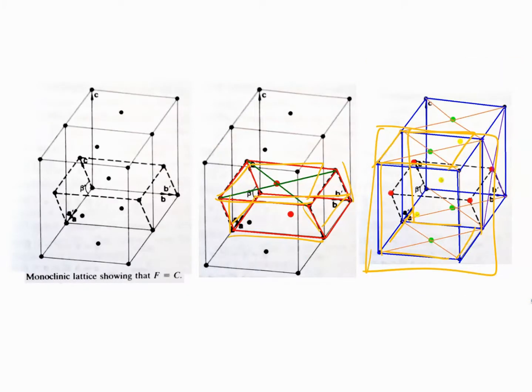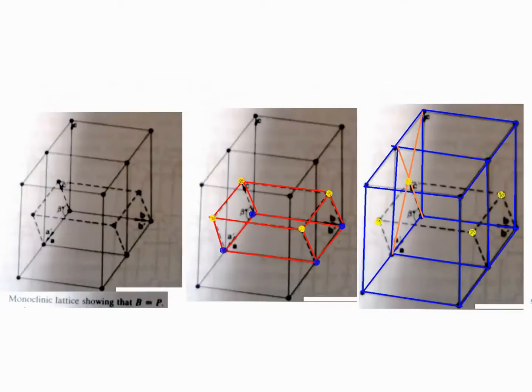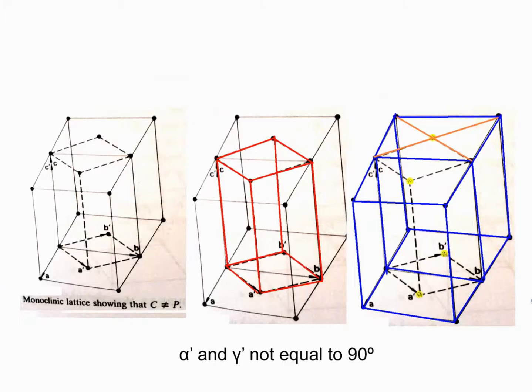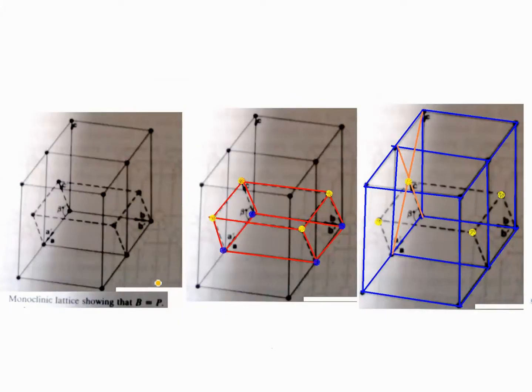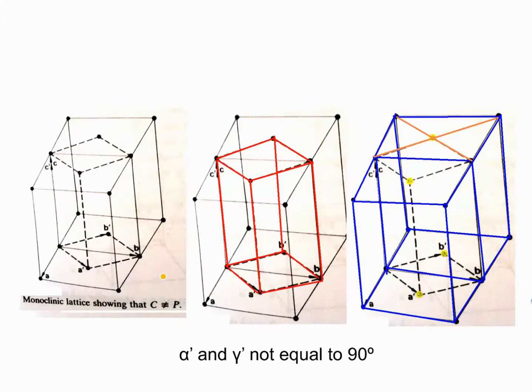Same thing applies here. They choose the smaller one, monoclinic C, and they neglect the monoclinic F, the face center. So basically, it just shows that B equals P, and C is not equal to P. Therefore, we have two types. We have C, and we also have P, because C cannot be equivalent to P. The C base cannot be equivalent to primitive.